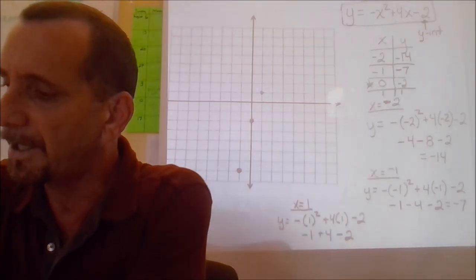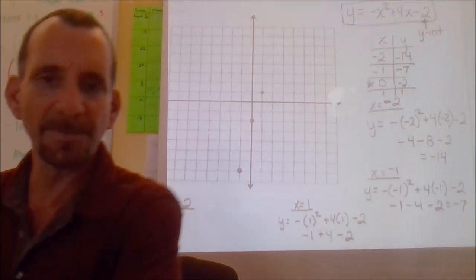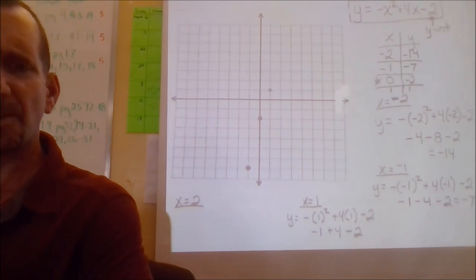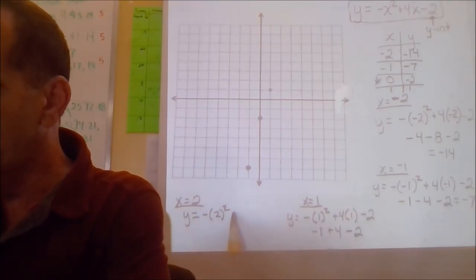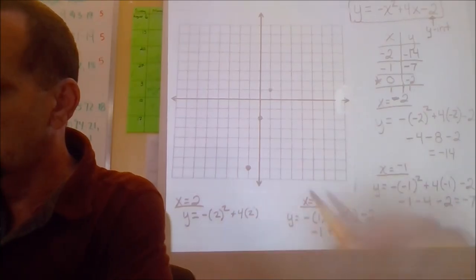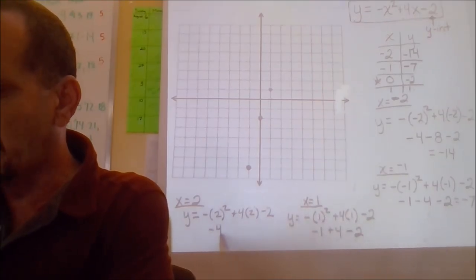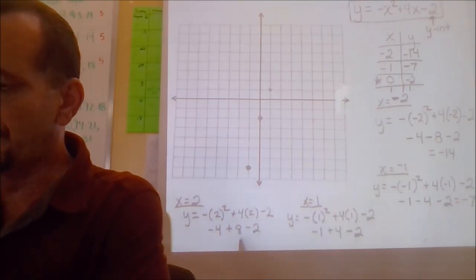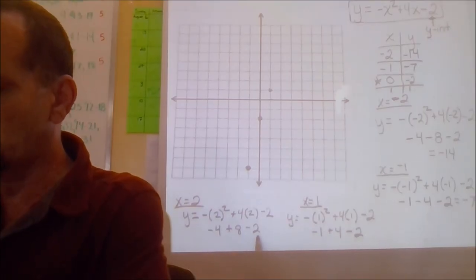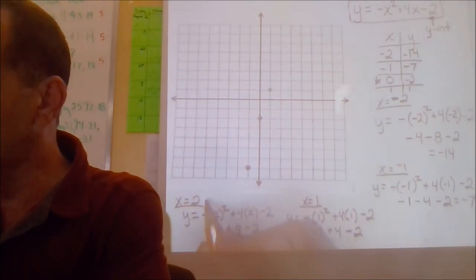So I'm just going to plug in and look at when x equals 2. Let me plug that in and make sure that we can see what's going on when x equals 2. That means y equals negative 2 squared plus 4 times 2 minus 2. So we've got negative 4 plus 8 minus 2. So we've got 8 minus 4 minus 2, which is 8 minus 6, which is 2. So when x is 2, y is 2.